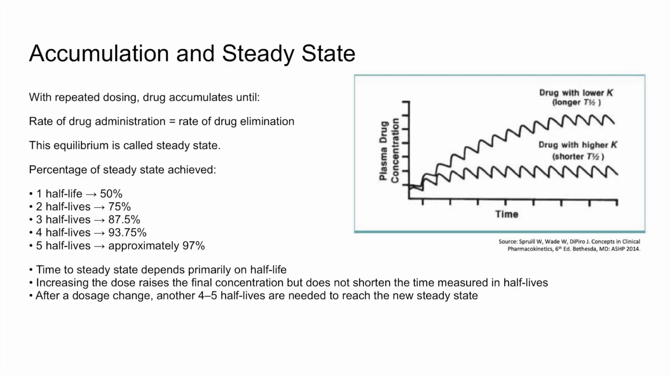For first-order kinetics, the approach to steady state follows the half-life. After one half-life, approximately 50% of final steady state concentration is reached, and so on, until at 5 half-lives we reach about 97%. A longer half-life means slower accumulation and a longer time to steady state. Increasing the dose raises the final steady state concentration, but does not reduce the number of half-lives required. After a dose change, another 4 to 5 half-lives are needed to approach the new steady state.